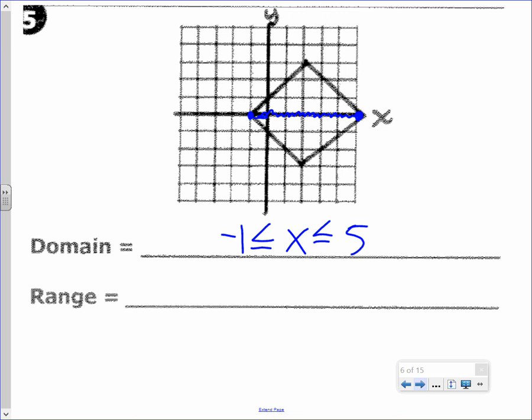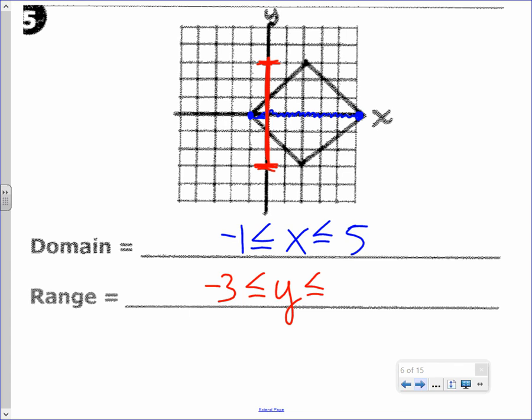Range, let's go from bottom to top. The bottommost y value is here. The topmost y value maxes out right here. So I'm describing y when I describe range. Y is greater than or equal to -3 and less than or equal to 3. Careful. Look, if y is less than -3, it can be these values, but it's greater than or equal to -3, the smallest value, and less than or equal to the maximum. We've got to get those signs right.